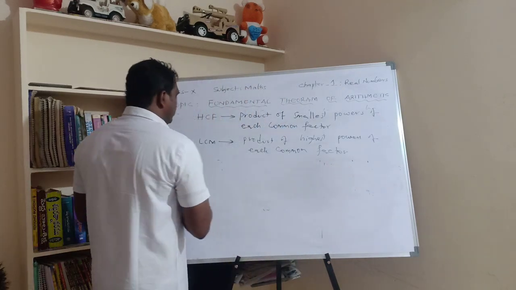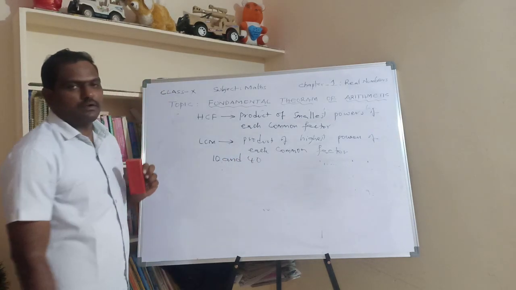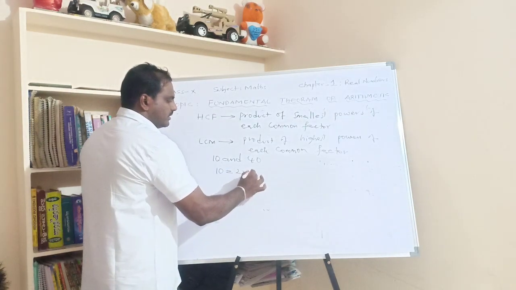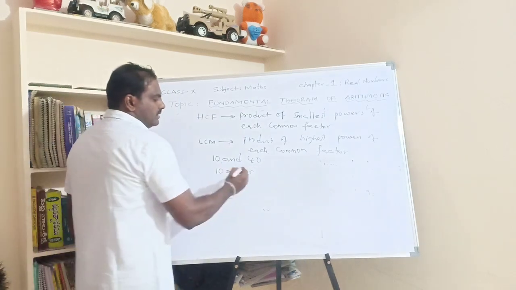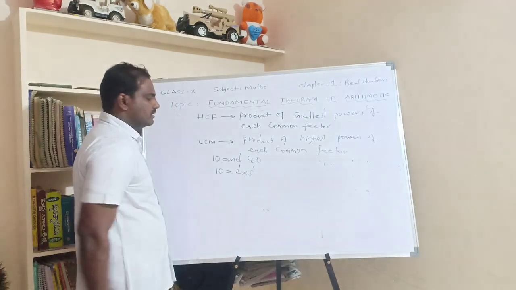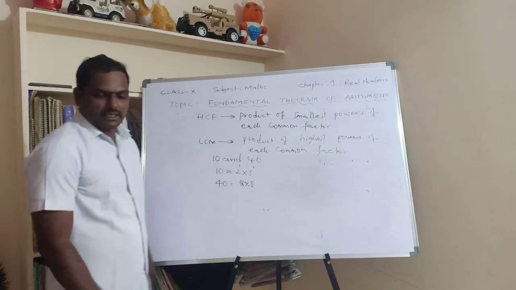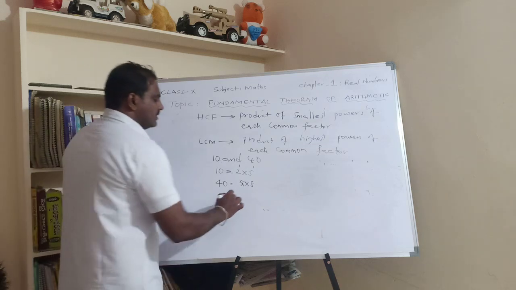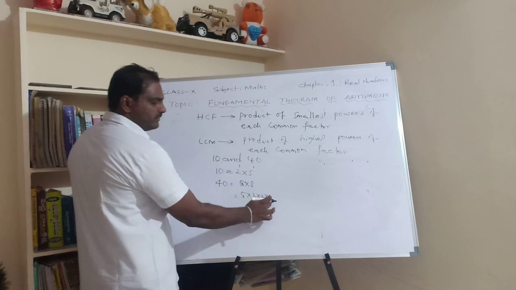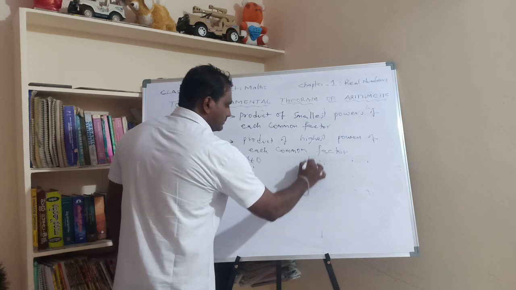Find HCF and LCM of 10 and 40. It's my own example, using product of primes. So as usual, first what should I write? 10 can be expressed as a product of primes: 2 into 5. 2 is a prime number, 5 is a prime number. 2 power 1, 5 power 1. Next, 40 can be written as 5 into 8. 5 is a prime number, 8 is not a prime number. So 5 into 2 into 2 into 2. 2 2s are 4, 4 2s are 8. That means 5 power 1 into 2 power 3.